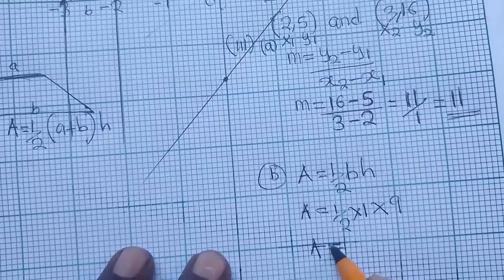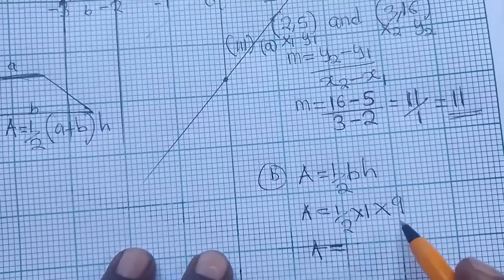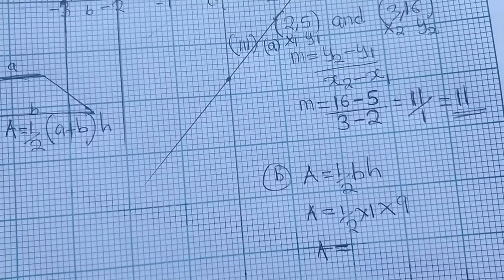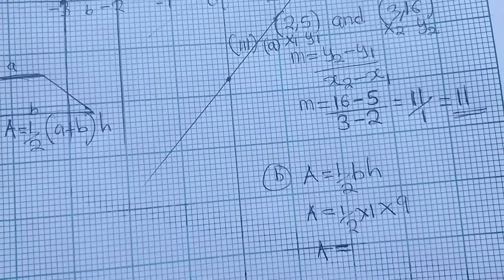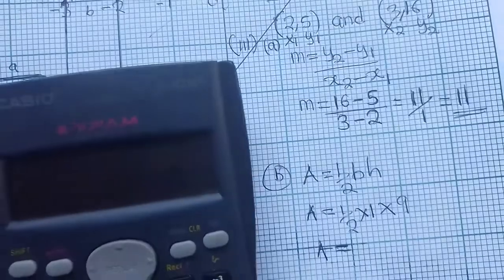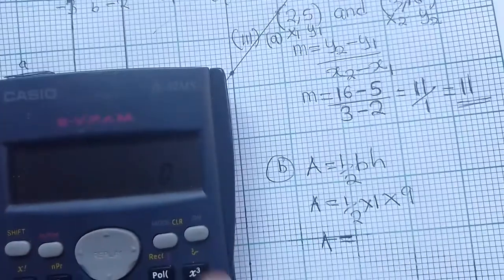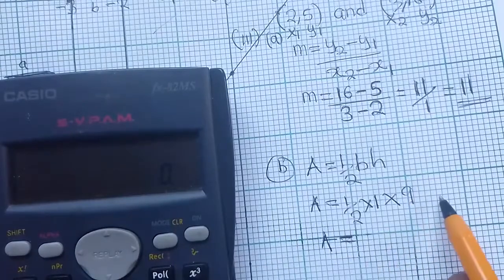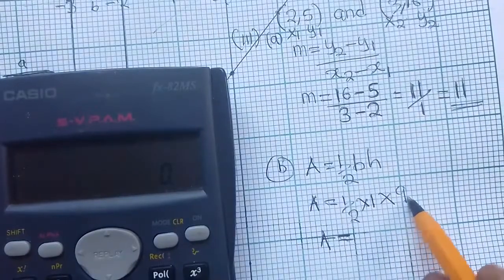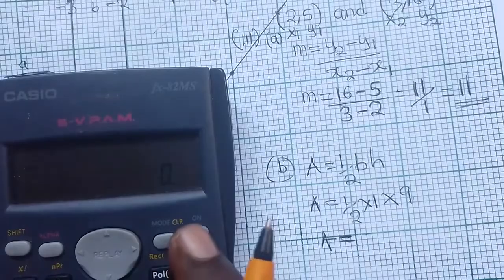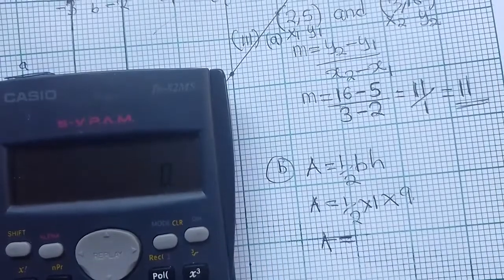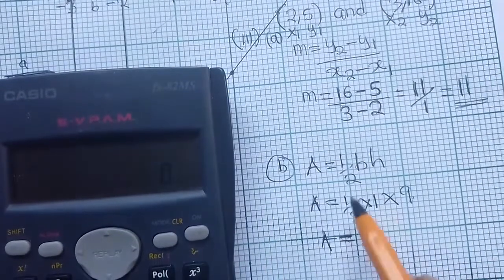When you guys are learning these things, I'll be advising you to use a calculator so that you come up with accurate answers. But here the answer is known. Half times 9 is 4.5. But if you are not sure, use a calculator. So you say 1 over 2.